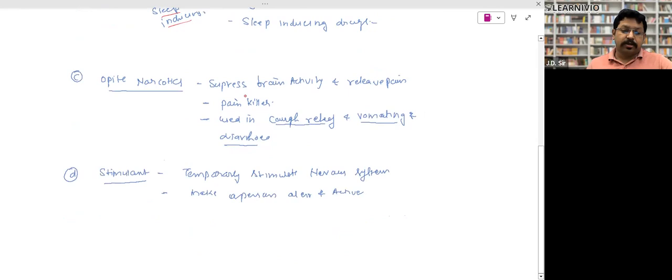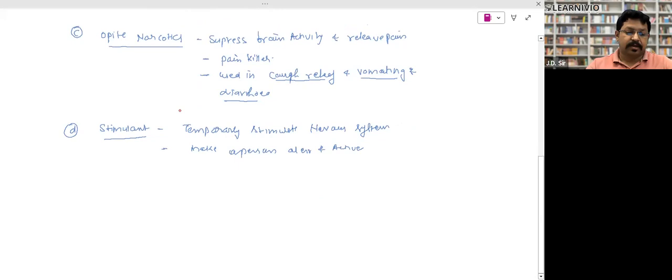Opiates, or narcotics, suppress the brain activity and relieve pain. They are painkillers. Basically, we give opiates where a high dose of painkiller is required, right? They are also used in cough relief, vomiting, and diarrhea medicines. Otherwise, they are the painkiller, right?